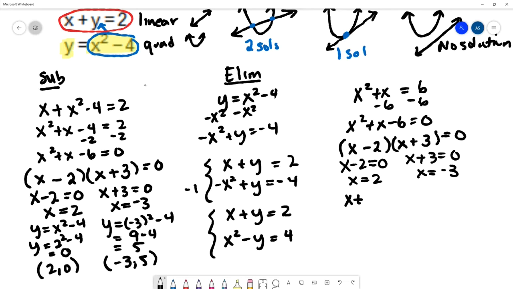We have x plus y equals 2. So 2 plus y equals 2. If I subtract 2, that gives y equals 0. So one of my solutions is 2, 0.